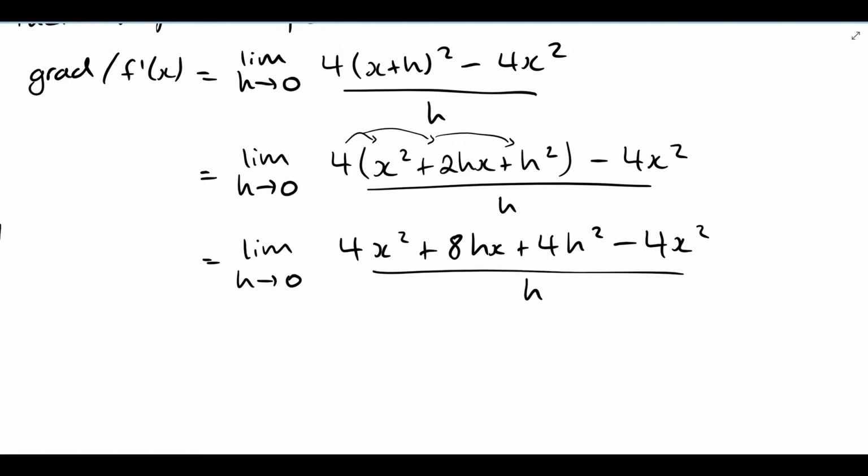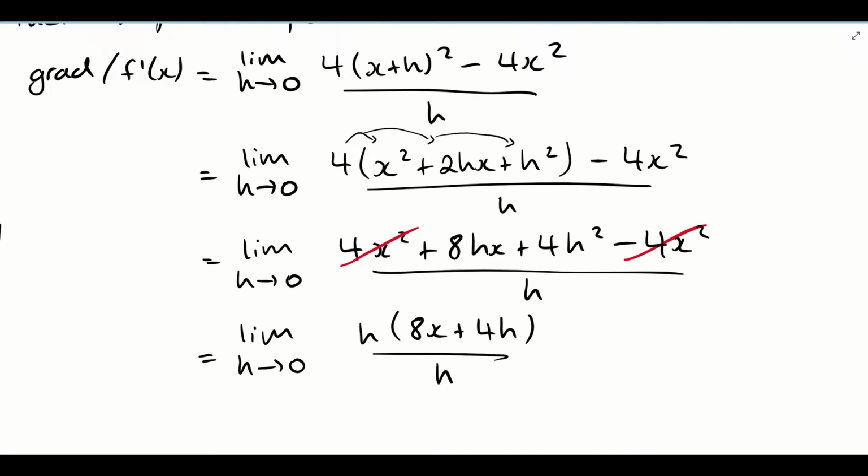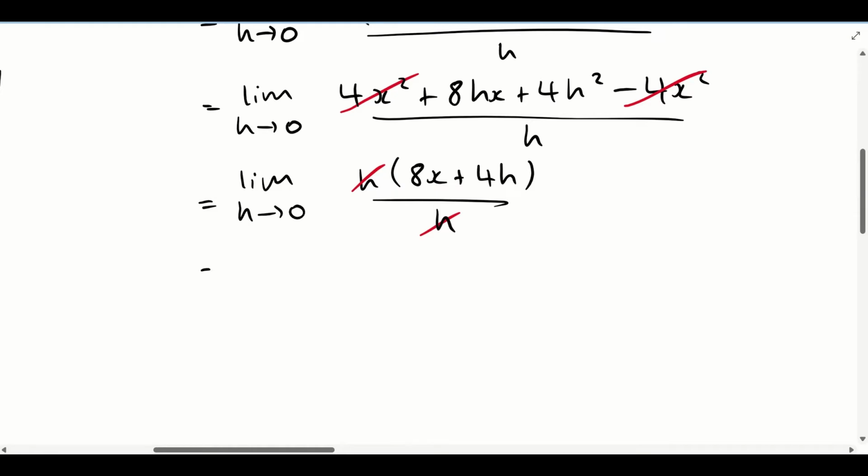And we can see now that these 4x squareds are actually going to cancel out. So this 4x squared will cancel with that 4x squared. And we are going to get left with the limit as h moves towards 0. And now I'm going to take a common factor of h out, remember, so that when we're dividing by the h here, we can cancel those h's out. So if we bring the h out, h outside of 8x plus 4h divided by h, these h's here can now cancel by bringing that common factor of h out. And we are left with, again, the limit as h moves to 0 of 8x plus 4h.